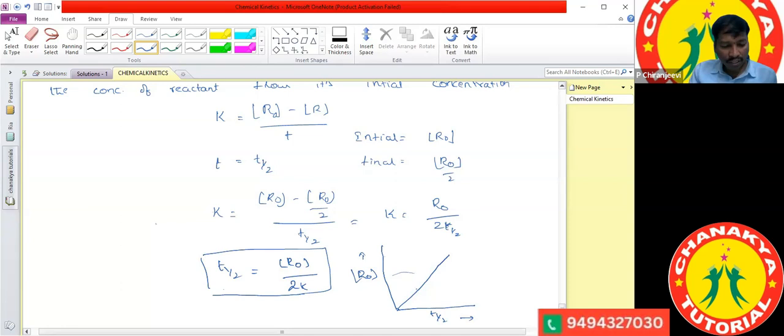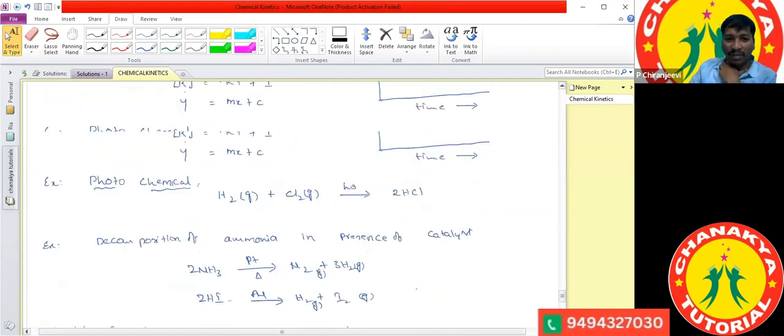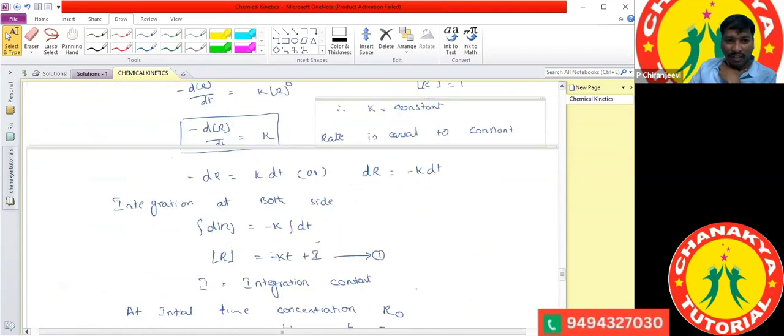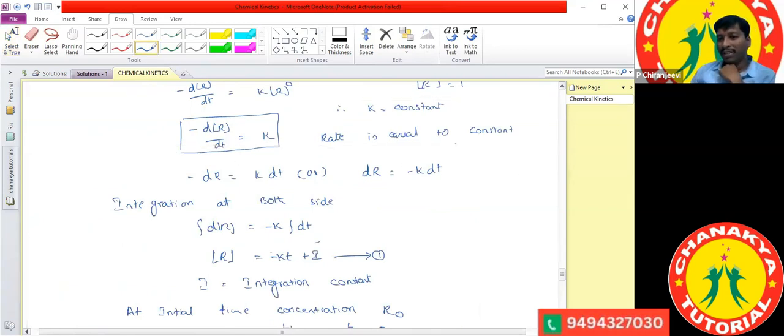Now, one more graph is there for the zero order reaction. Let us see. At one place we wrote a statement. What is the relationship between the rate and time, the rate constant and rate of reaction? If the time increases, does the rate constant or rate of reaction change? We wrote one statement here: rate is equal to rate constant. If rate is equal to rate constant, for this also we can draw a graph.